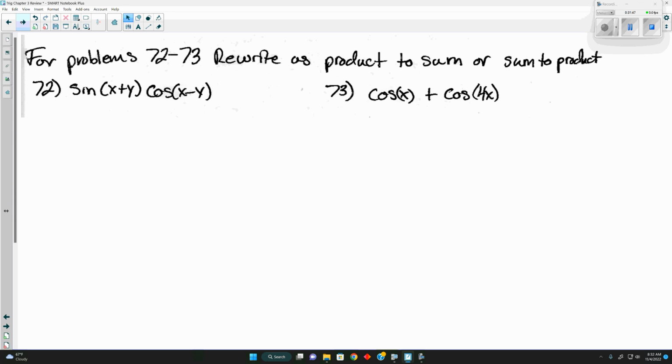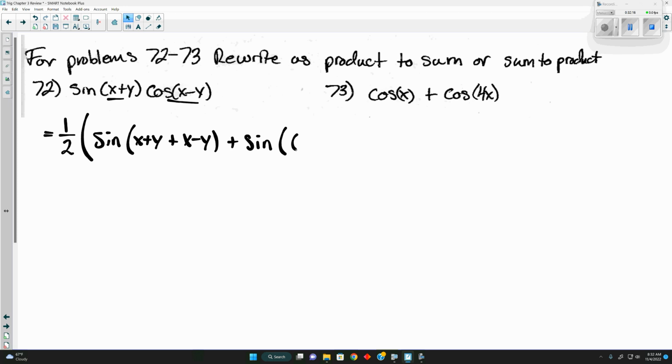Straight from the book. The formula for this here, sine times cosine, is going to be 1/2 of sine of u plus v. So we're going to add these two together, x plus y plus x minus y. Then we have plus sine of u minus v. So this would be x plus y minus x minus y. And again, it's not asking us to solve, it just wants us to rewrite it and simplify it a little bit.